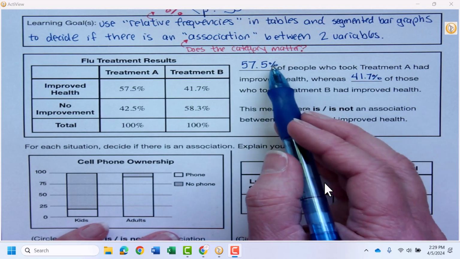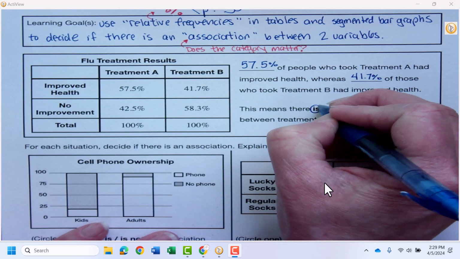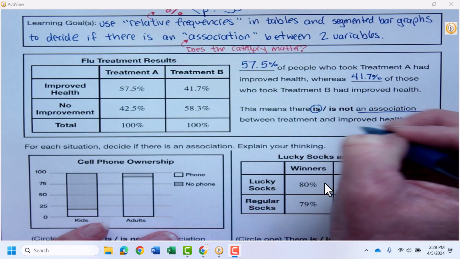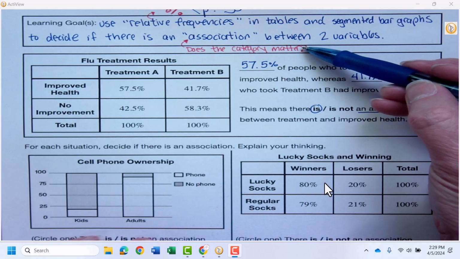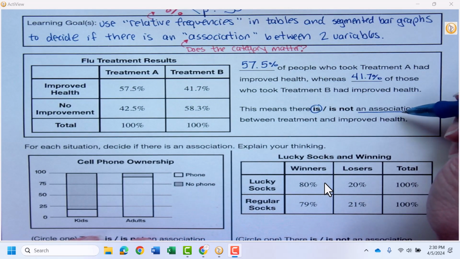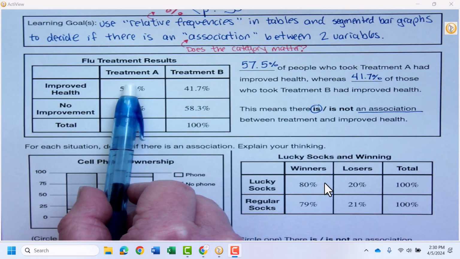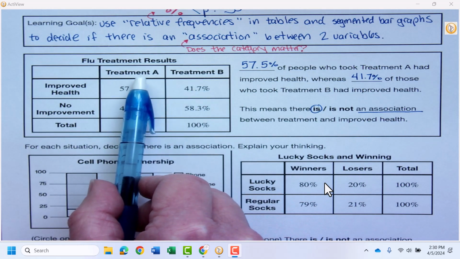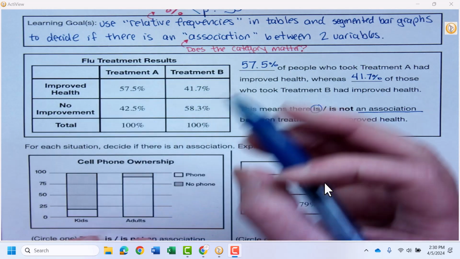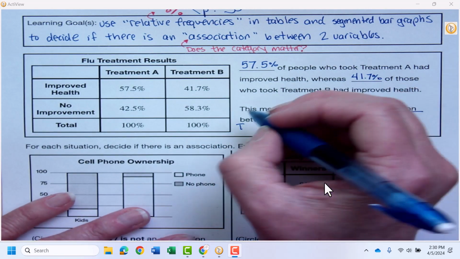Because those percents are so different, and this is close to 60 and this is close to 40, I'm going to say there is an association between treatment and improved health. Going back to my question from up here, when I'm asking, is there an association? I'm asking, does the category even matter for the outcome? And in this case, I'm going to say absolutely. The category of treatment A or treatment B does matter. Treatment A gives better results. So I'm going to say the treatment that you were given matters for your health.